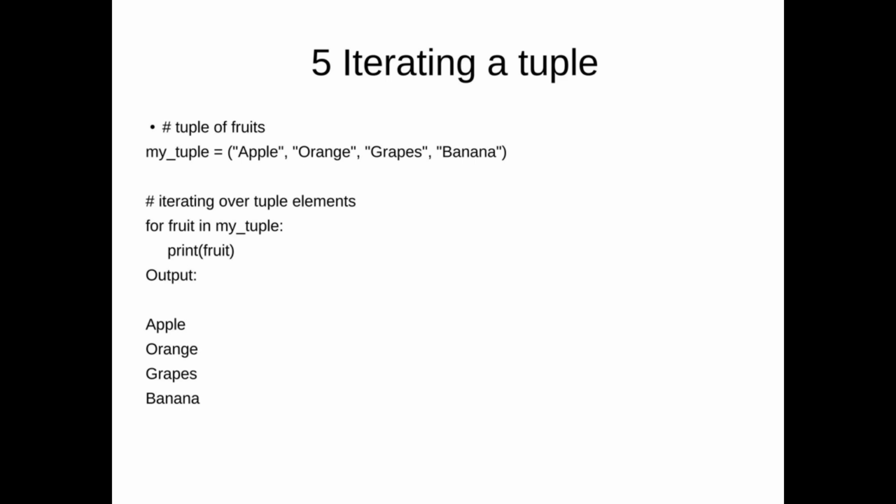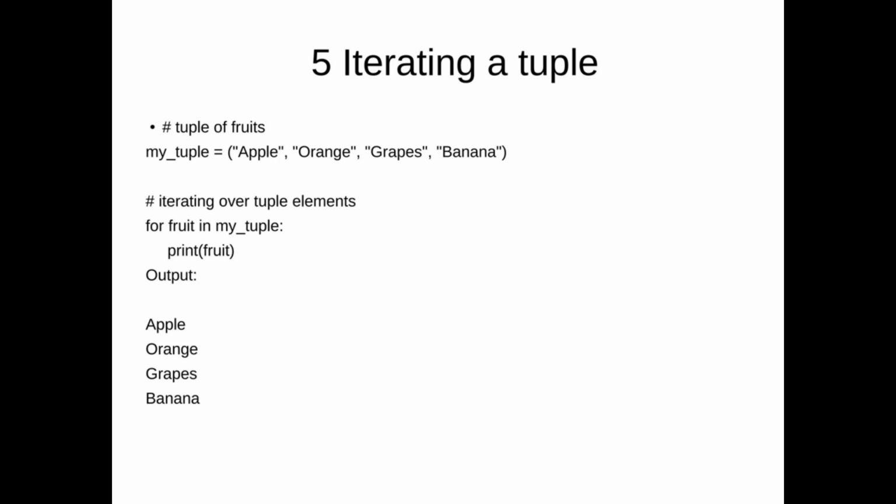Next, iterating a tuple. Here I want to give an example: my tuple is equal to apple, orange, grapes, and banana. I want to iterate over the tuple by using a list of the fruits. Here, print of fruit displays the values already assigned in the tuple: apple, orange, grapes, and banana. Only the given values are displayed when iterating over the tuple.